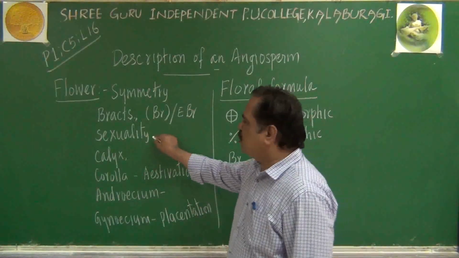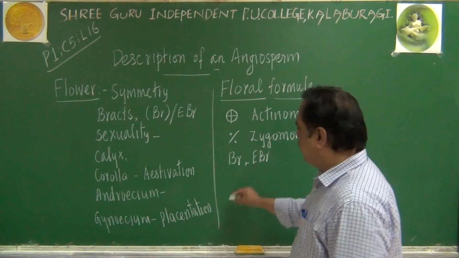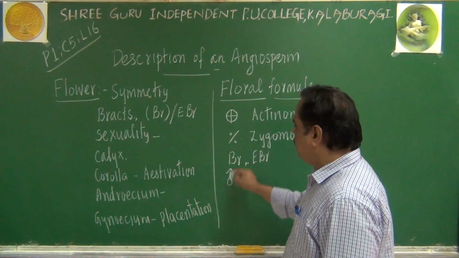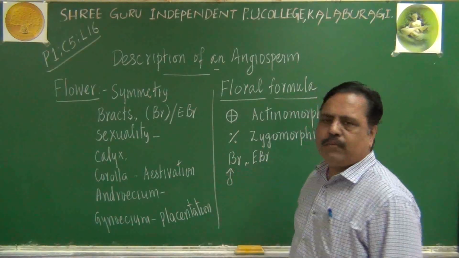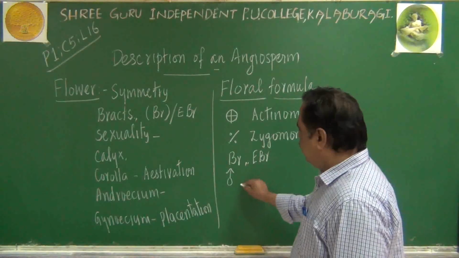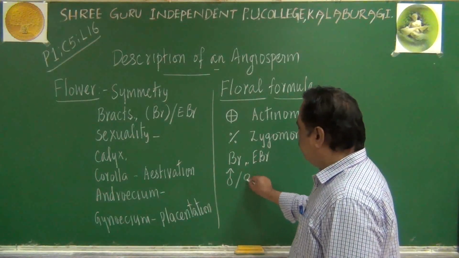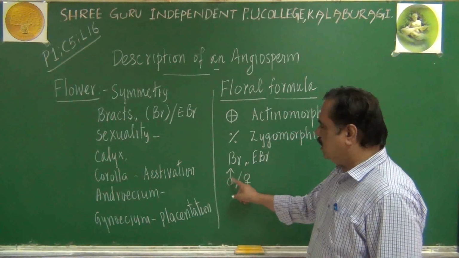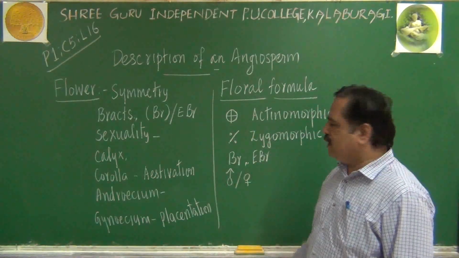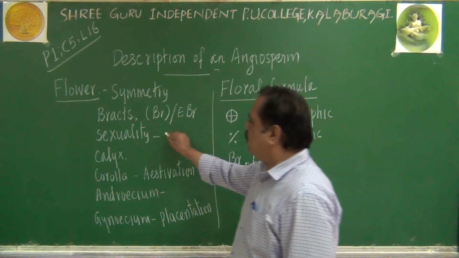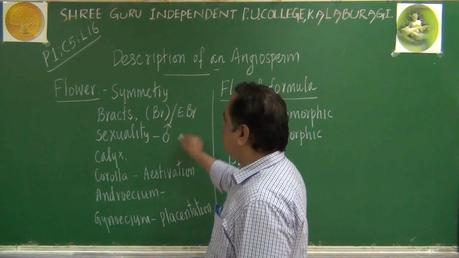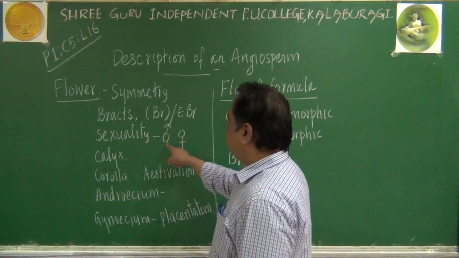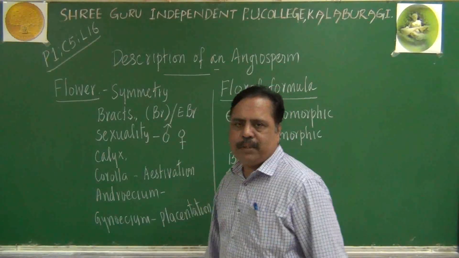When we come to sexuality, we can write whether it is a male flower, and this symbol we are putting here. If it is a female flower, we have to put this symbol. So one circle and above that an arrow mark means male flower. Sexuality can be described either like this or like this. This indicates male, this indicates female.